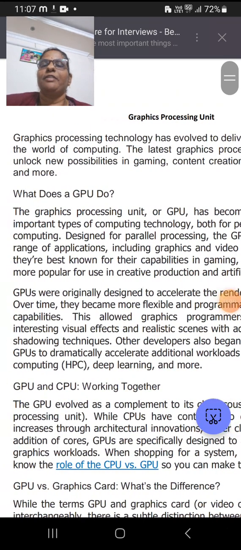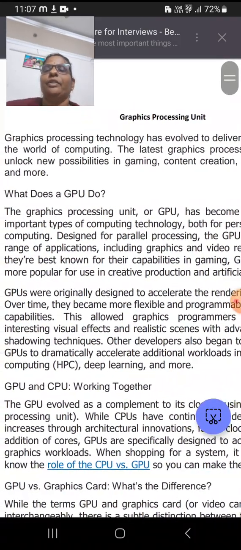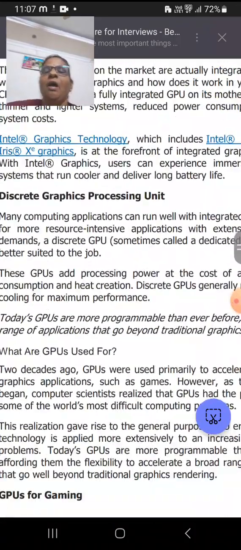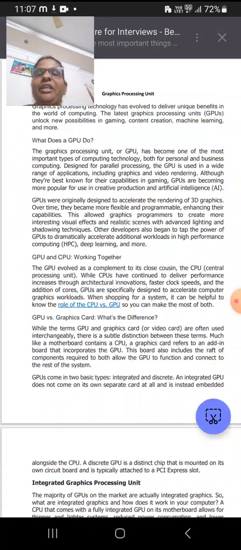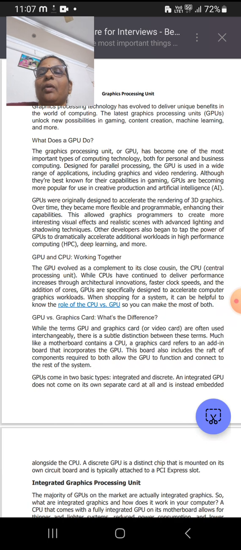Next one is graphics processing units. It's a technology evaluated to deliver unique benefits in the world of computing. It's graphical processing. Graphical processing is having units, and it handles content operations, machine learning, and more. What does a GPU do?